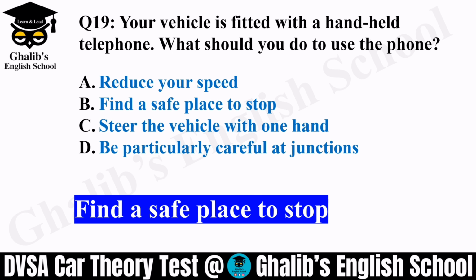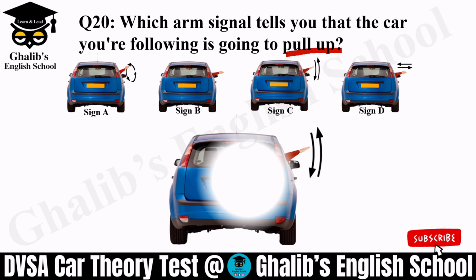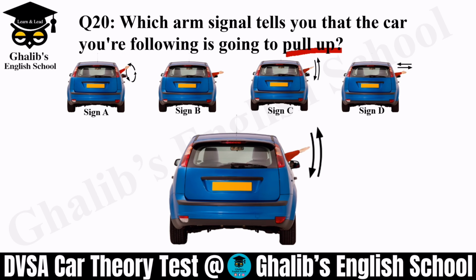Question 20. Which arm signal tells you that the car you are following is going to pull up? Guys, you need to understand that. The car you are following out of these four is going to pull up, means it wants to stop. So which one of these is the correct option? Sign A, sign B, sign C, or sign D? The correct option is sign C. So that indicates that the car is going to pull up.